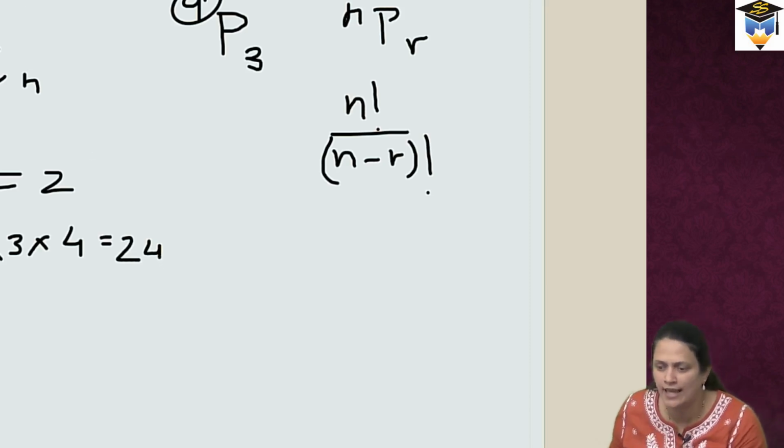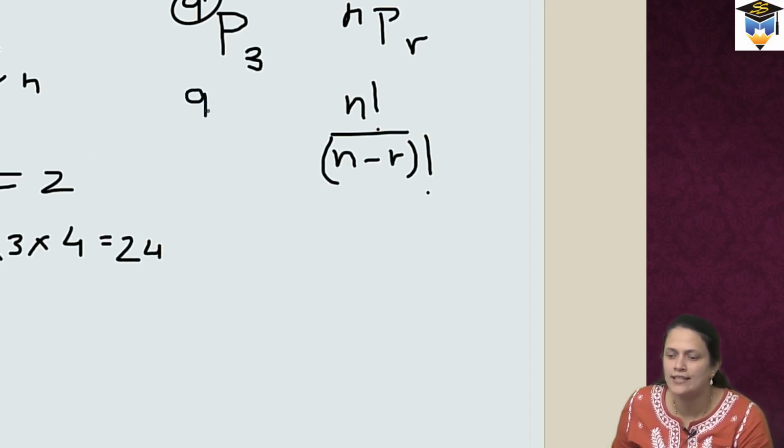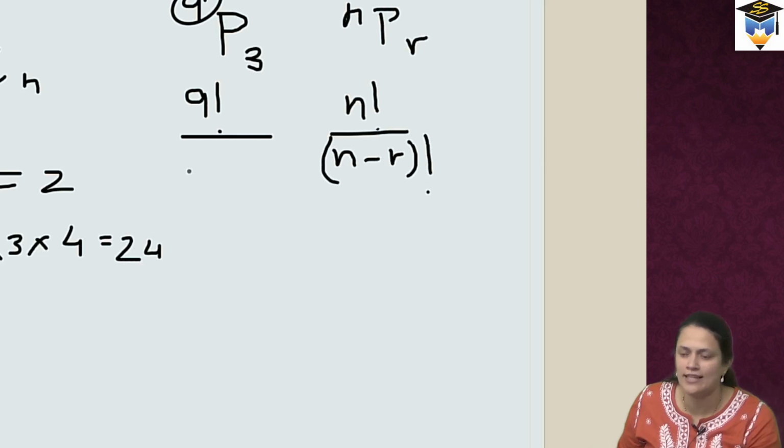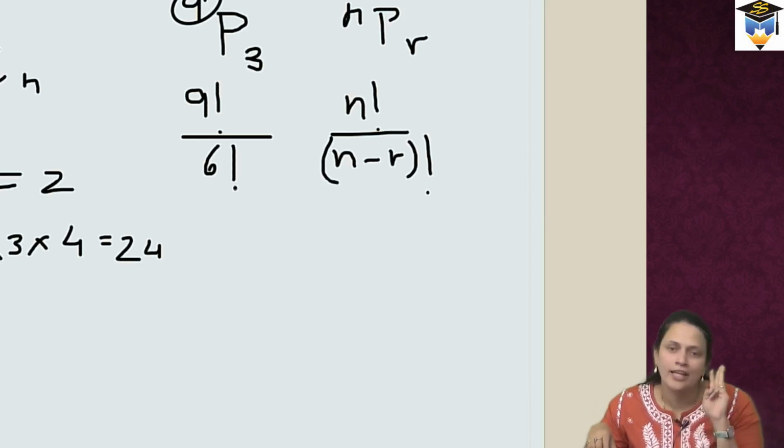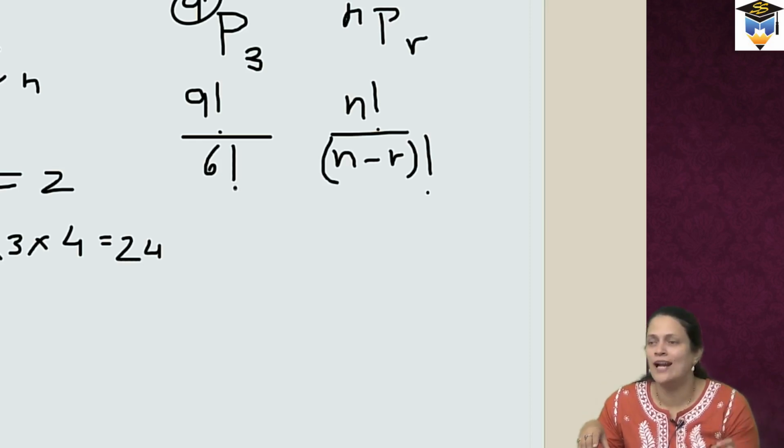Now here in this case, I am going to arrange it as 9 factorial upon 9 minus 3 factorial, that is 6 factorial. This is permutation. Now I have to select out of 9, 3 children such that all 3 children are girls.